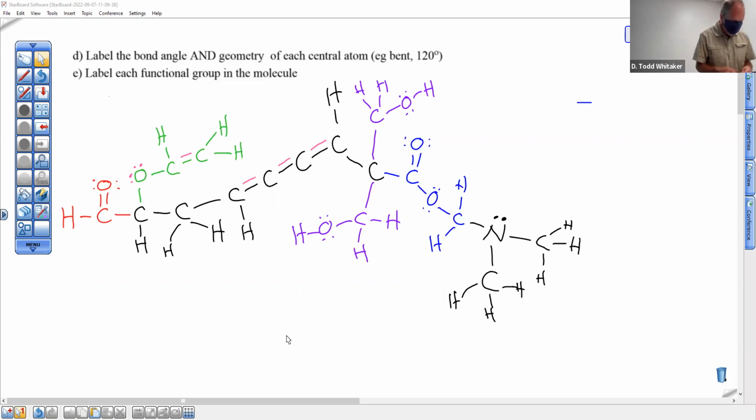For geometry of each central atom, if an atom is bonded to more than one other atom, it's called a central atom. So hydrogen's never a central atom, is it? No. But these carbons are all central atoms here. Every oxygen except two of them are central atoms. These are not central atoms.